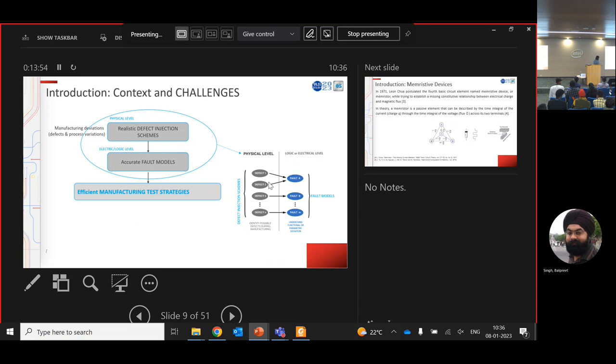But why is it so difficult? Because you need to have accurate fault models. Usually when you develop a manufacturing test strategy, you need to have these fault models, then you develop the strategy and validate it. But to have accurate fault models, we need to understand the manufacturing deviations that can happen when manufacturing these memristive devices, and map this using a realistic defect injection scheme to derive the accurate fault models.